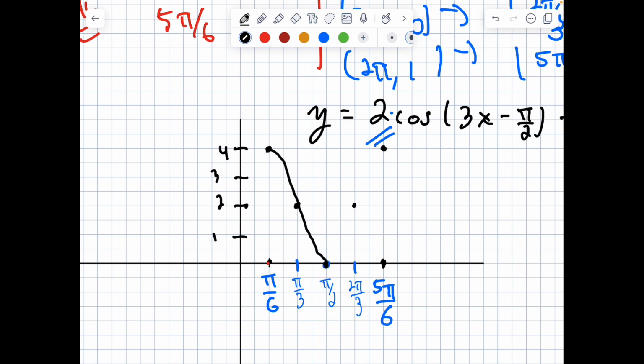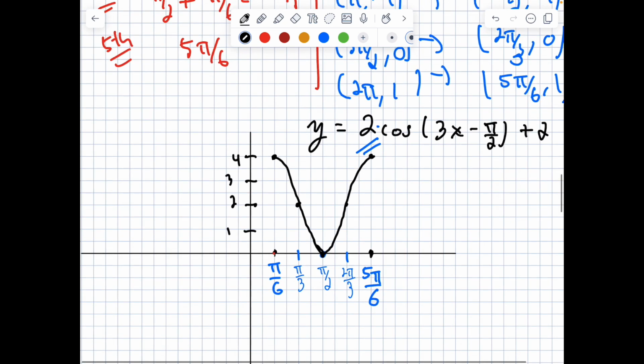And basically, the shape does not change. It's really important. The basic shape of this graph does not change. It might have maybe compressed a bit, but it still looks like that cosine graph that we drew earlier. Okay, so that is your new graph.